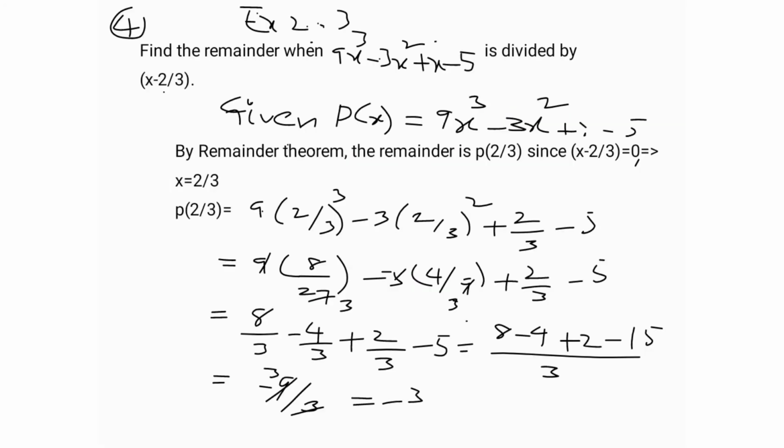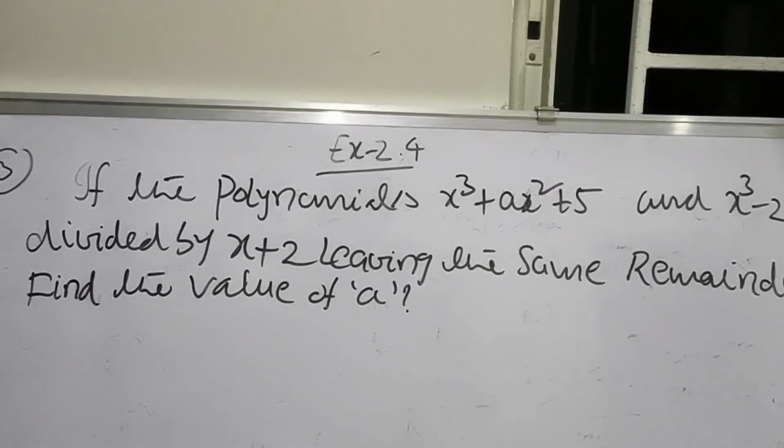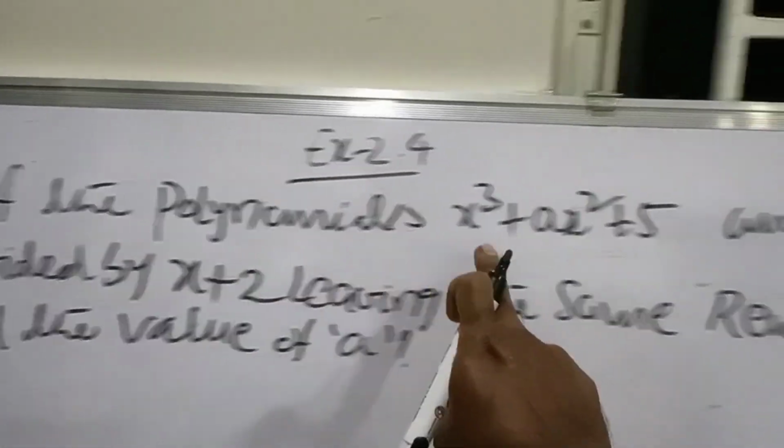Here, find the remainder when 9x cube minus 3x square plus x minus 5 is divided by x minus 2 by 3. According to the remainder theorem, since it is divided by x minus 2 by 3, the remainder is P of 2 by 3. In the given polynomial, wherever x is there, we have to replace it with 2 by 3. P of 2 by 3 is equal to 9 into 2 by 3 whole cube minus 3 into 2 by 3 whole square plus 2 by 3 minus 5. On simplifying this, we get the remainder minus 3. So therefore, without actual division, we are finding the remainder.